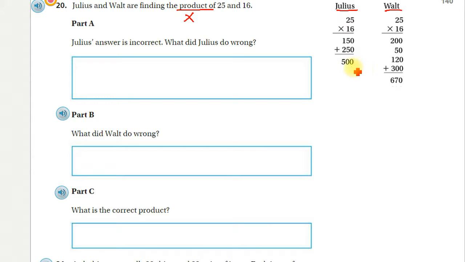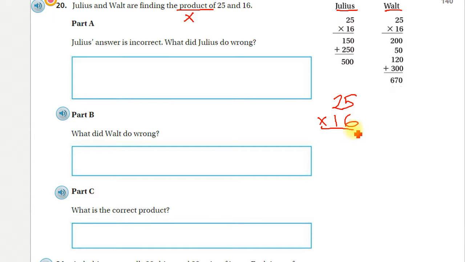And I'm actually going to solve it both ways because I really want to know exactly how to do this problem, because trying to find out what mistake somebody made is actually a lot harder than finding out the answer to the problem. So I have to really know the answer in order to look critically at Julius and Walt's answer and figure out where they made a mistake. So I'm going to do this using regrouping, and I'm going to solve it using an area model. So I'm going to do 25 times 16.